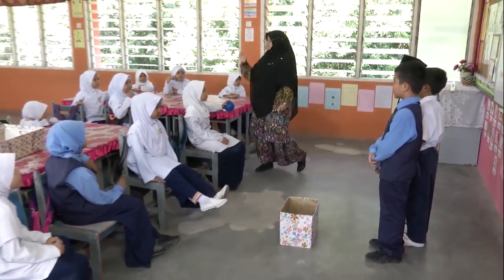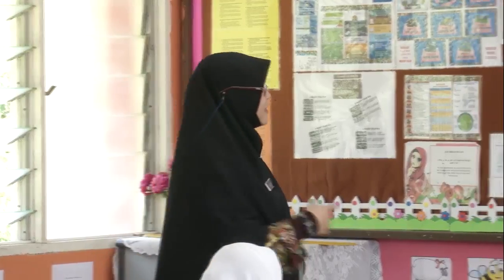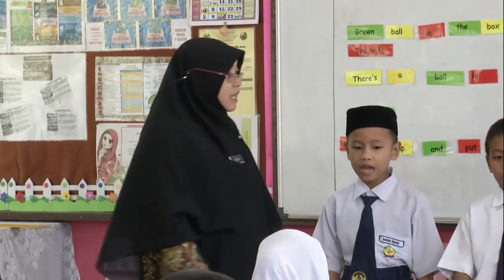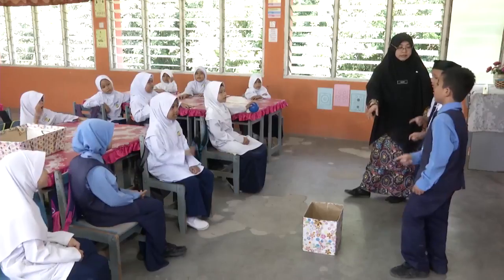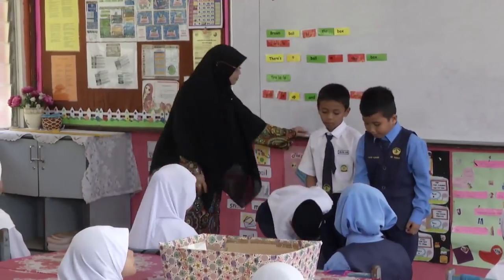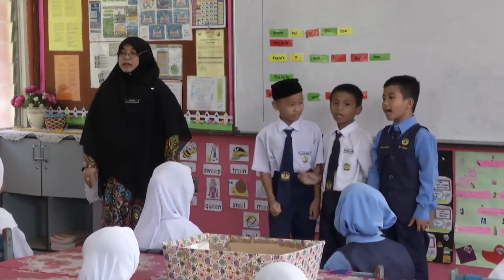One, two, three, four. Brown ball in the box. Tra la la la la. There's a brown ball in the box. Tra la la la la. Brown ball in the box. Tra la la la la. Pick it up and put it back. Tra la la.